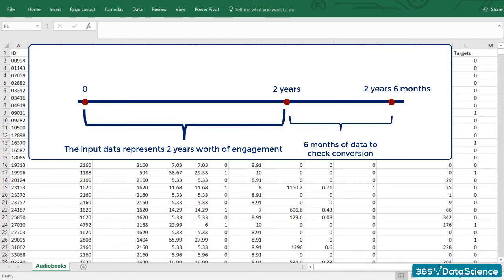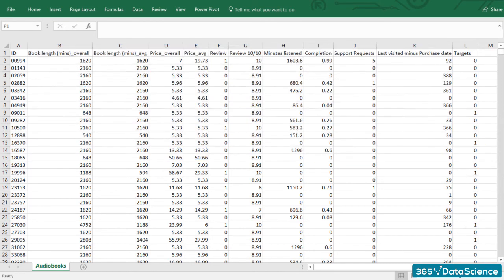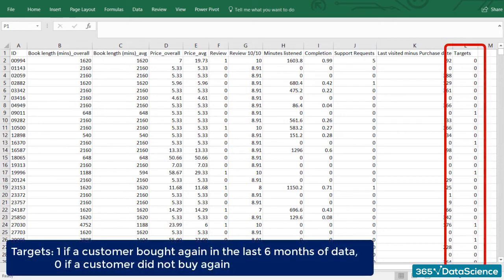The first 2 years are contained in the dataset you have here. The next 6 months will show us if a person converted. In other words, if he or she bought another book. And if that happened, we can count them as a conversion, and the target will be 1. Otherwise, it is 0. That's how we created the targets column. 6 months sounded reasonable enough for us. If one buys no new audiobook in that period, chances are they've gone to a competitor or didn't like the audiobook way of digesting information.